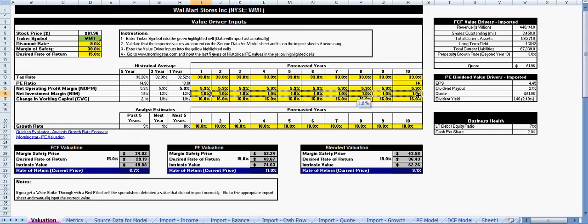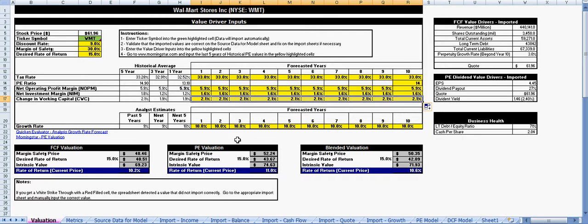The higher the number, the more conservative you are. So if you're pessimistic about the future or you want a very conservative valuation, you want that to be on the higher end. And then change in working capital, 2.1%. This one doesn't drive the valuation too much, but it does have some impact. The two most sensitive ones would be the net operating profit and the net investment margin. Both of those are used along with the tax rate and the change in working capital for the free cash flow model, and then the PE ratio is used for the PE valuation model.